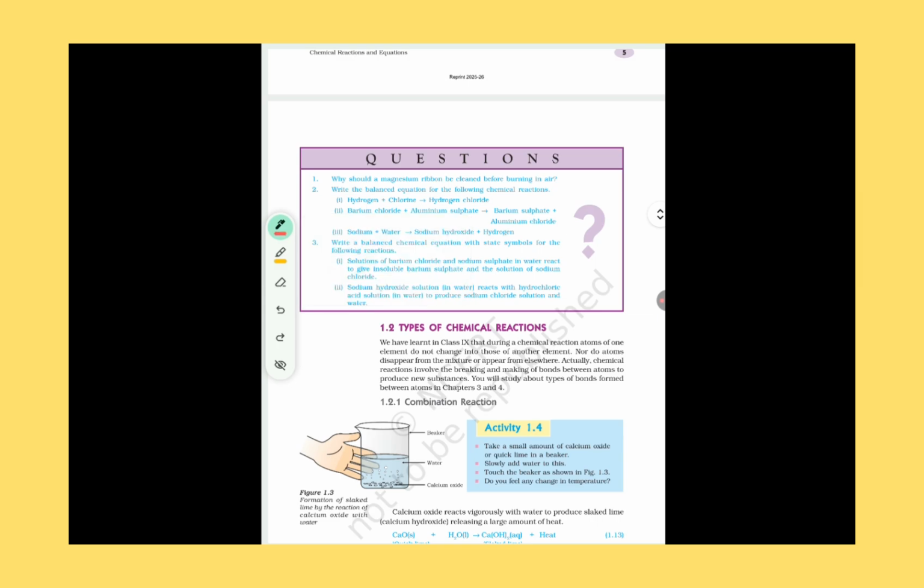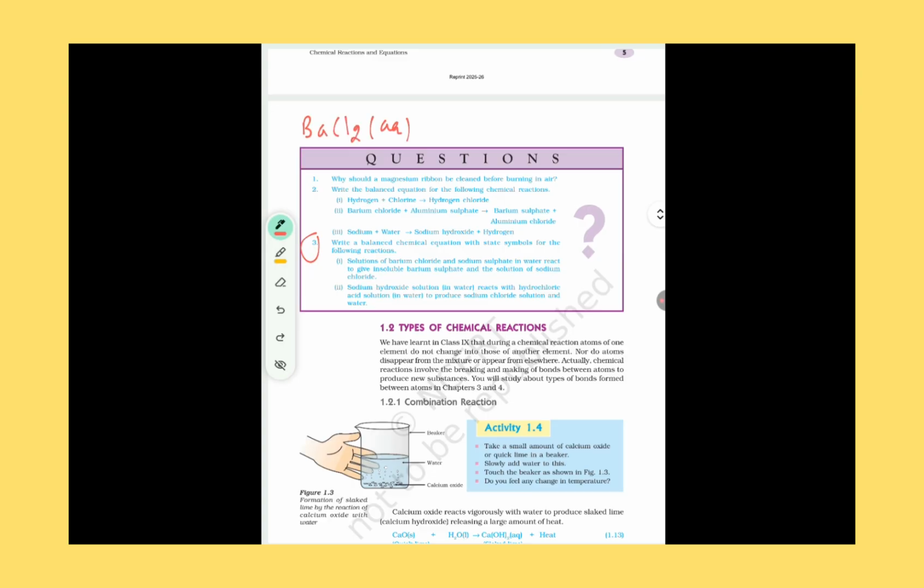Next question is our third question. Write the balanced chemical equation with state symbols for the following reaction. That means even we have to write what physical state of compounds involved in this chemical reaction. So solution of barium chloride and sodium sulfate in water, that means aqueous solution. Any salt when it is being dissolved in water, so that is called nothing but aqueous solution of that salt.